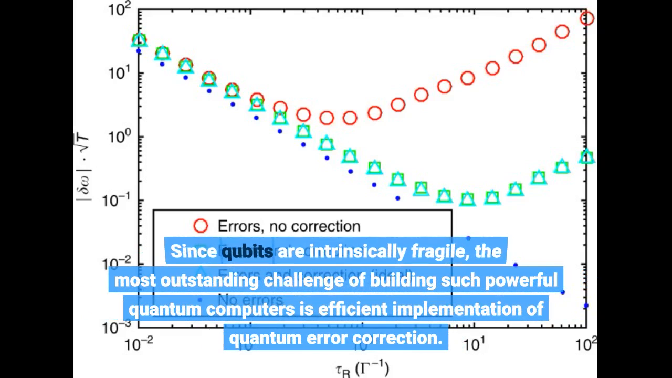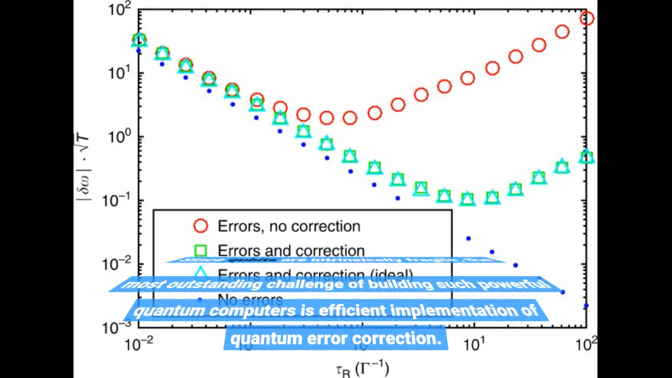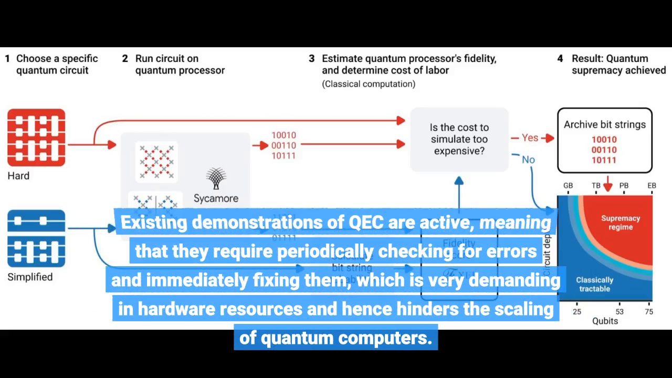Since qubits are intrinsically fragile, the most outstanding challenge of building such powerful quantum computers is efficient implementation of quantum error correction. Existing demonstrations of QEC are active, meaning that they require periodically checking for errors and immediately fixing them, which is very demanding in hardware resources and hence hinders the scaling of quantum computers.